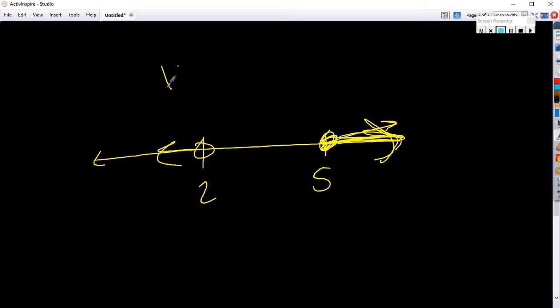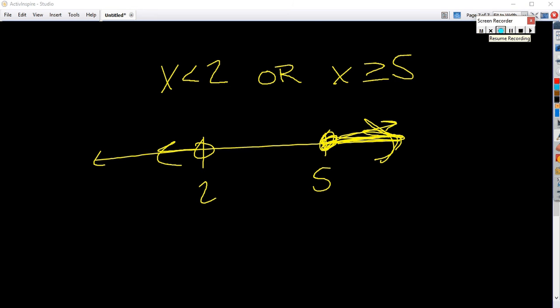So this would be x is less than 2, or x is greater than or equal to 5. So those are compound inequalities. So that's all your inequalities. All right, so those are all our inequalities, right? All right, we're good to go.